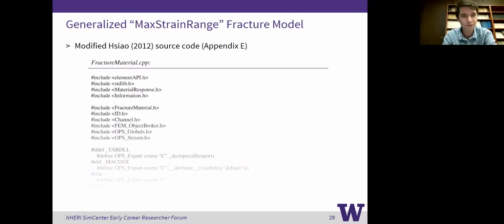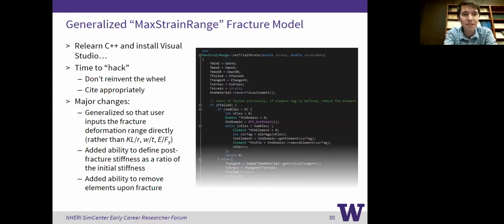Okay, so the first step that I saw here was really to generalize the maximum strain range model that was developed by Poch and Chow. And so he actually gives the source code for his model in his dissertation. So that's a really great place to start. And so I examined that, but in the end, really needed to relearn C++ so that I could modify what's going on in OpenSees. Okay, and this is done in Visual Studio. I found that was the program most helpful to me.